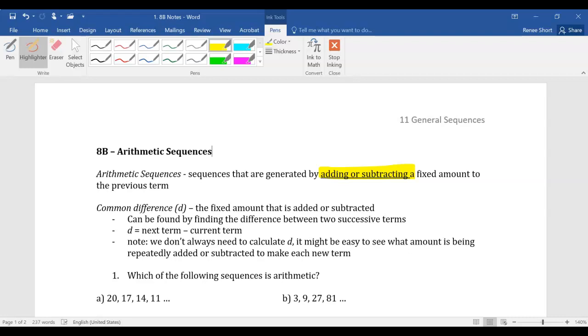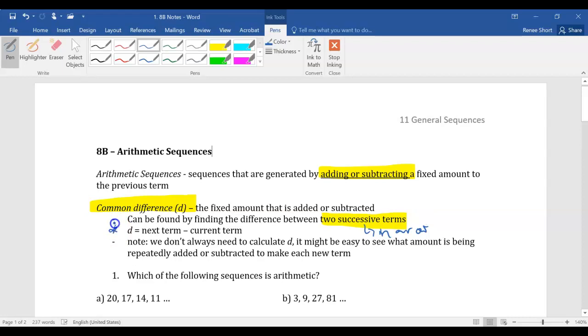And this amount that is being added or subtracted is called the common difference, and it uses a lowercase d to represent it. So in order for us to find the common difference, we can find the difference between two successive terms, which means two terms in a row, so T1 and T2, for example, and we can take the next term minus the current term to work that out.